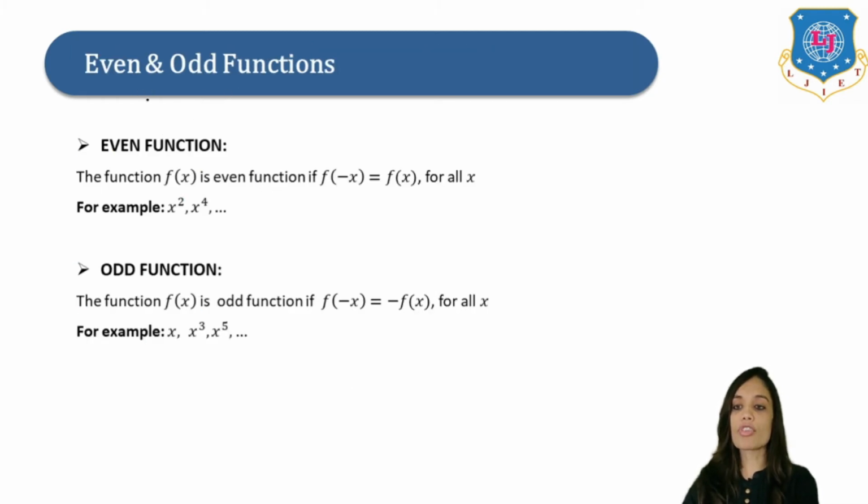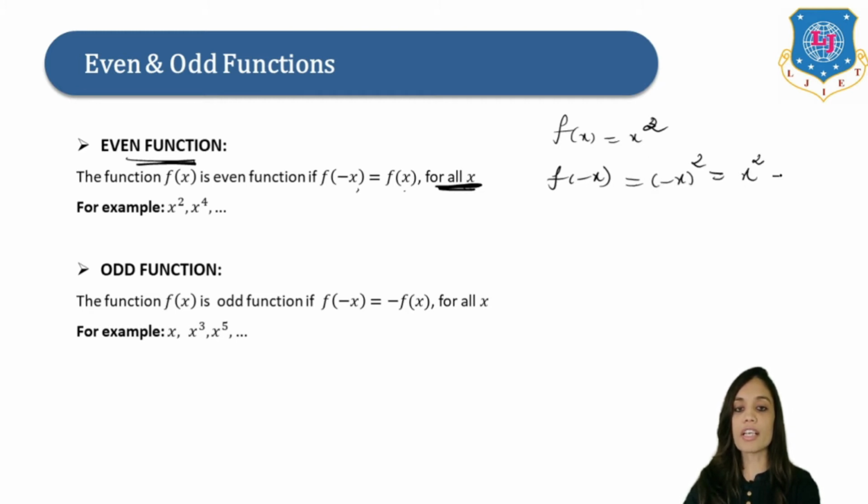Okay, so let us move on to a few more definitions. So we will study the definition of even and odd functions. Firstly, what is an even function? A function f of x is known as an even function if f of minus x is equal to f of x for all x. For example, if I take f of x is equal to x squared, and let us put minus x in place of x. So this will become minus x whole square. Again, we are getting x square, which is equal to f of x. So for such type of function, we can say that the function is an even function. So the examples are x squared, x raised to 4, etc. So all even powers of x.